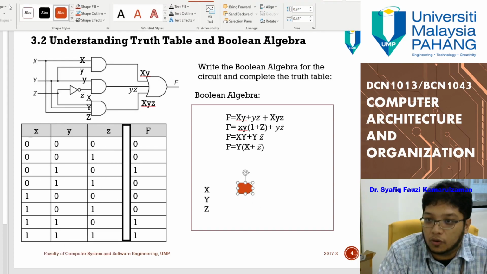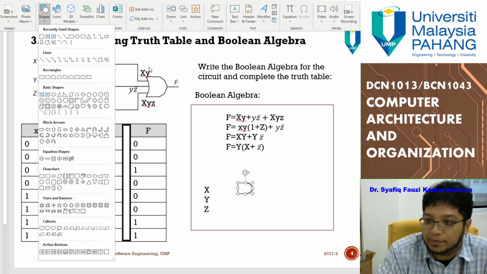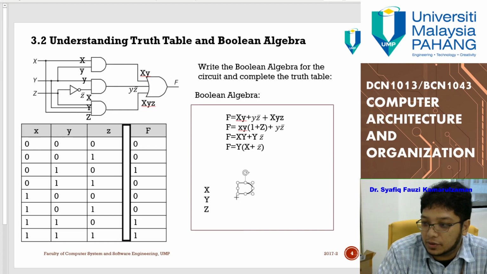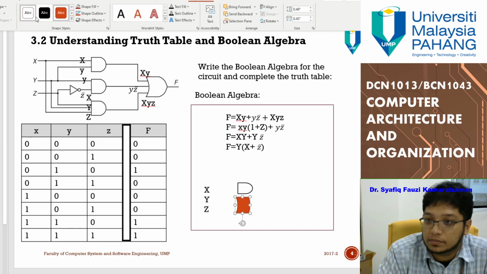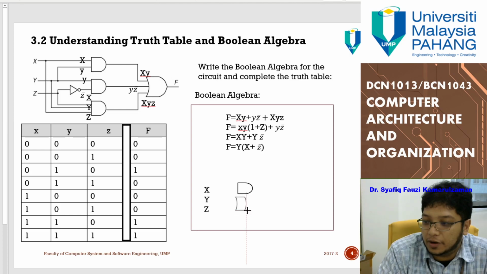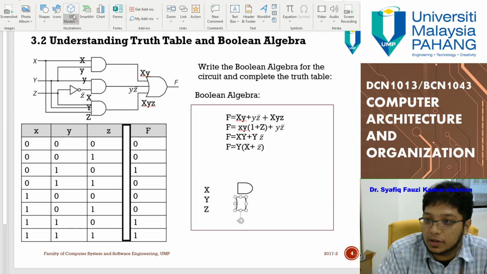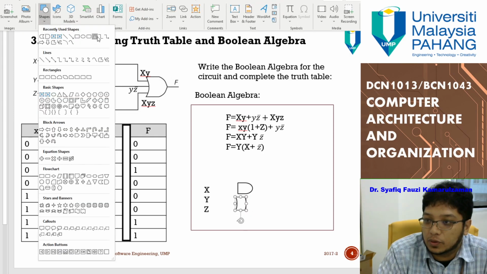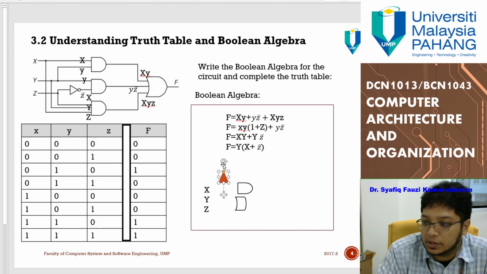I like to use PowerPoint because PowerPoint has most of the shapes already available. So you have this OR, and then you have one NOT. So for NOT, you need to combine two things, the triangle and also a circle.